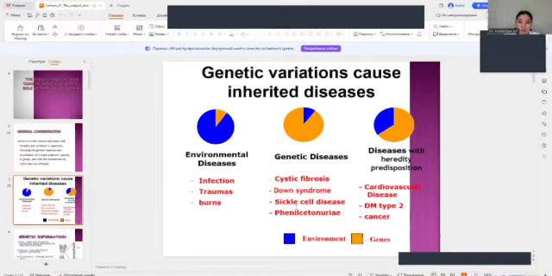So as you can see in this slide, genetic variations cause inherited disease. Most diseases are environmental, like infection, traumas, and burns. And genetic diseases include cystic fibrosis, Down syndrome, sickle cell disease, and etc.